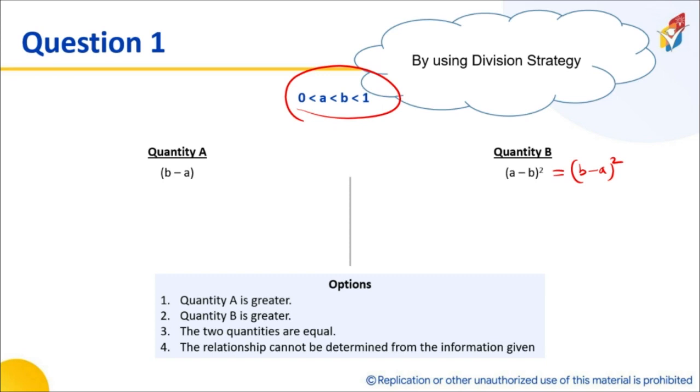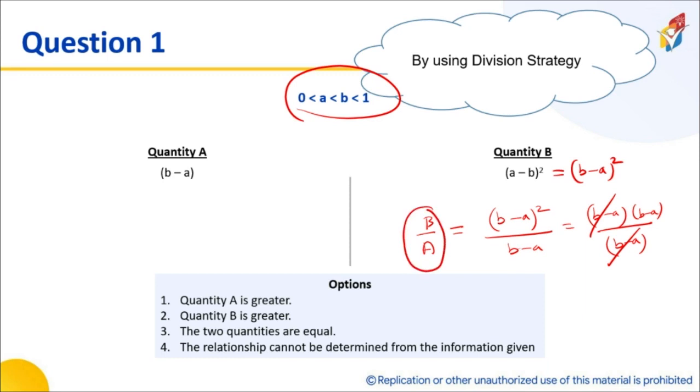The question that you have is, should I do A by B or B by A? In this particular case, when I do B by A, I can cancel something. So B by A is (b minus a) whole square divided by (b minus a). This is (b minus a) into (b minus a) upon (b minus a). If I cancel them, I get B by A is the same as b minus a. Remember, this is capital B and capital A. This is lowercase b and lowercase a.